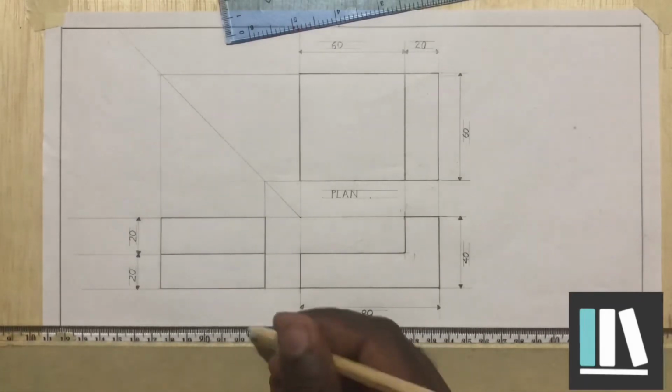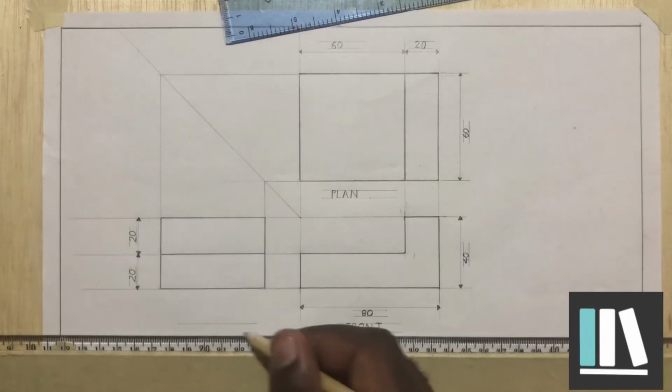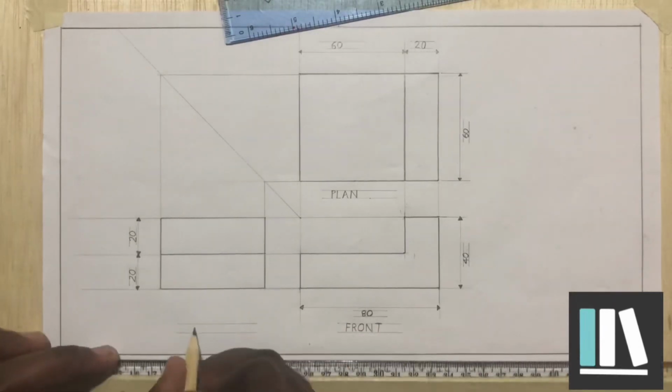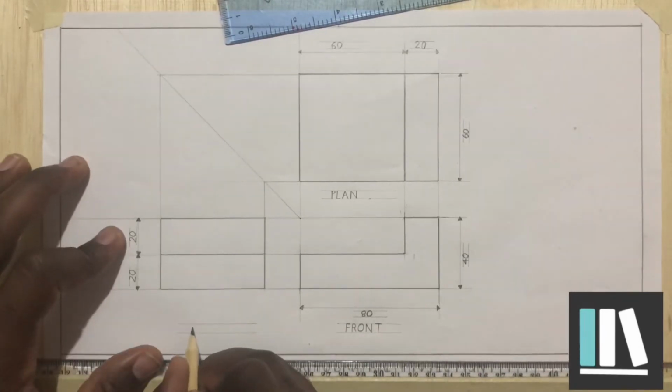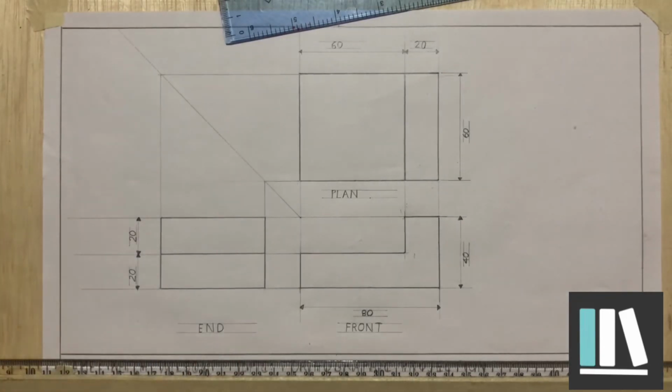I'm going to write end view. I'm going to ensure that this end view is written in line with the front view. So you can write end or side. I'm going to write end. All right. So we have successfully placed dimensions on the drawing.